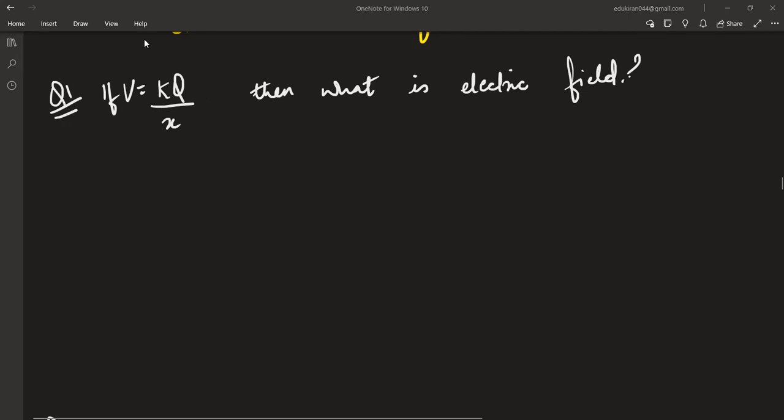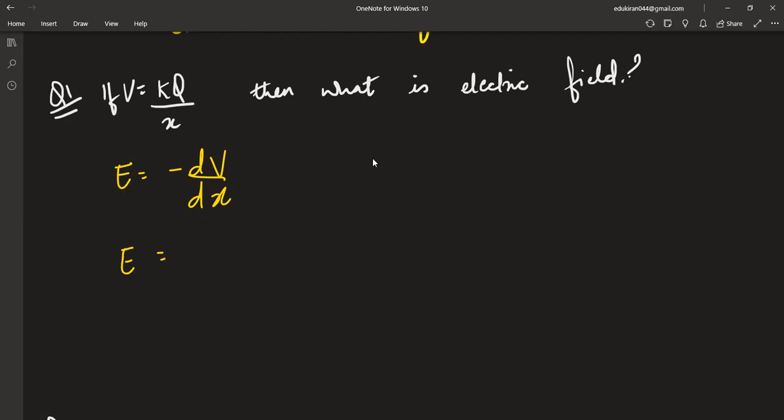See, class, this question says that if V is equal to KQ by x, then what is the electric field? See, this is again one more derivation of electric field in terms of potential. What is the new formula that you've studied? This is minus dV over dx. Because position x is given, that's why I'm writing it as dx, right? This is dV over dx. Now, what is the value of potential that is given to you?